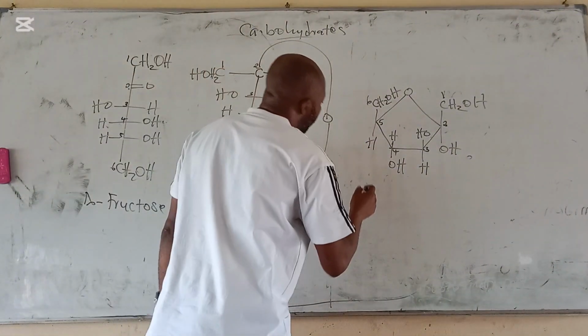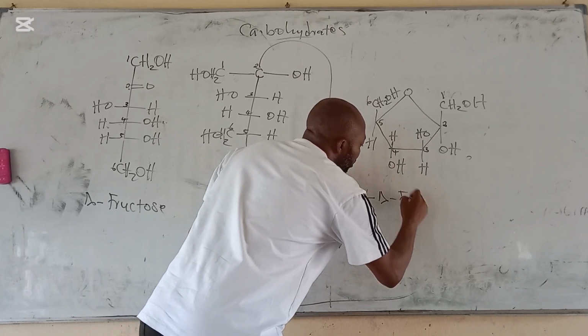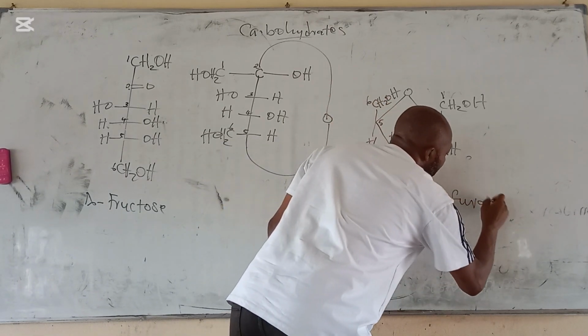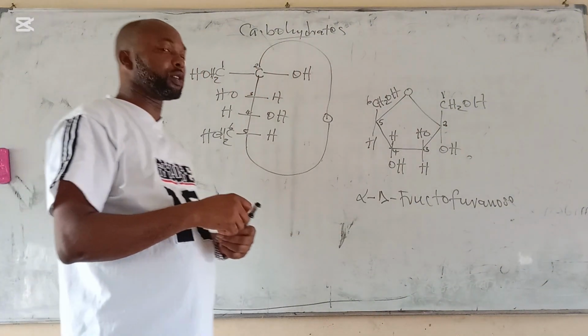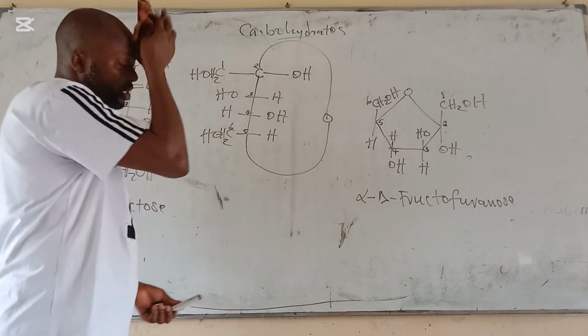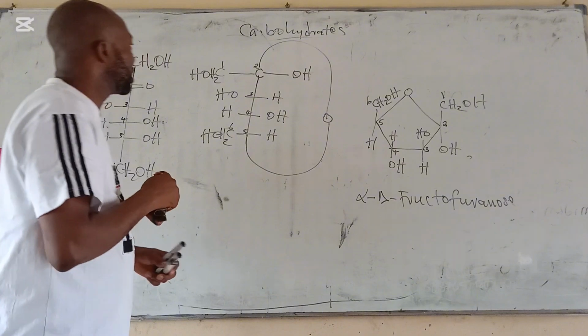So this becomes alpha-D-fructofuranose. So this is an alpha-D-fructofuranose. We're going to bond them later, all right? But for the time being, let us understand how we get all of it. Then we can do the bonding later.